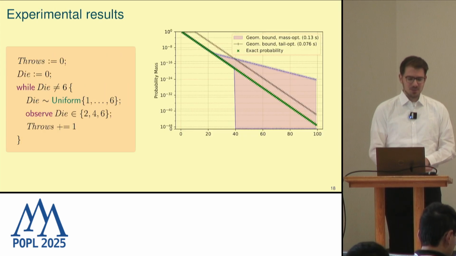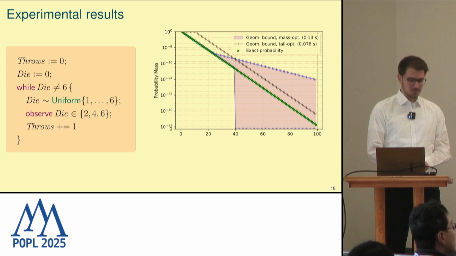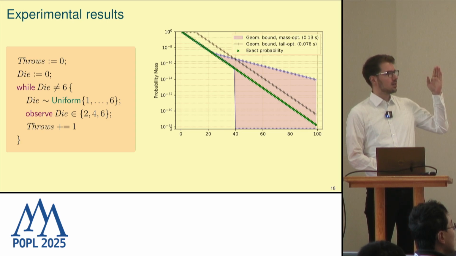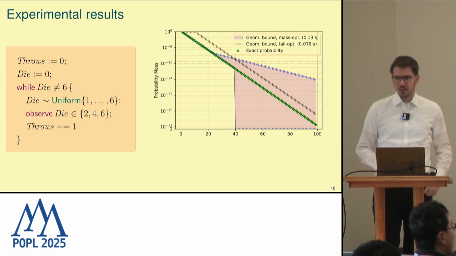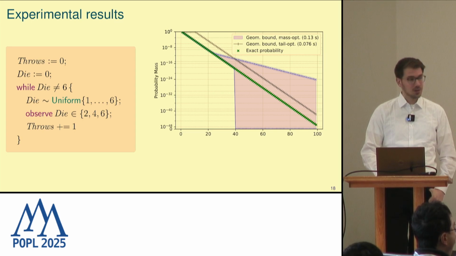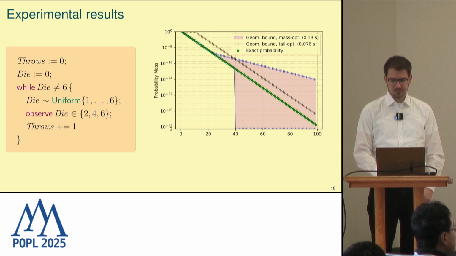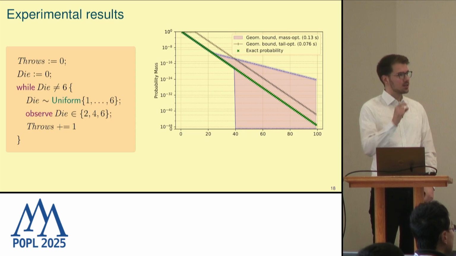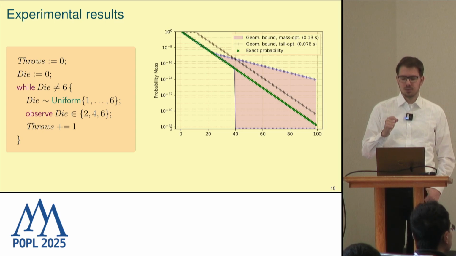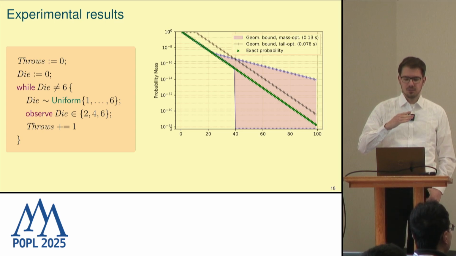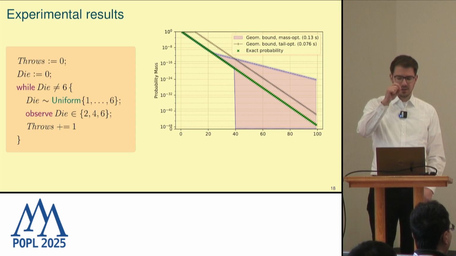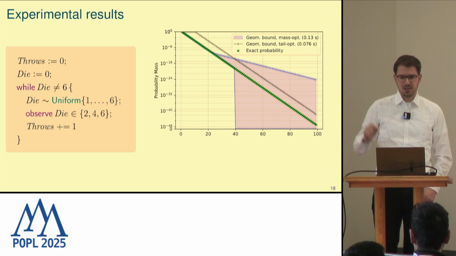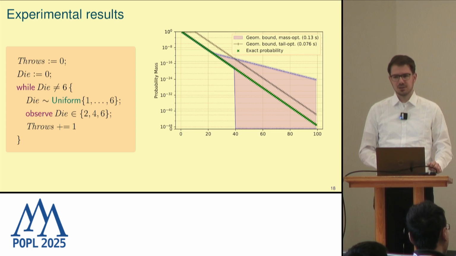So let's see what this method can do for our introductory example. Again, we see the probability masses plotted, in green the exact probabilities, and then I'm showing two geometric upper bounds. This comes back to the point I mentioned before, that there can be more than one upper bound. And in fact, these two upper bounds have different trade-offs. The one in blue is optimized for the total probability mass to be as low as possible. And the other one is optimized for the tail asymptotics to be as good as possible, which is why the black line is much steeper than the blue line. But on the other hand, it's worse for small values.